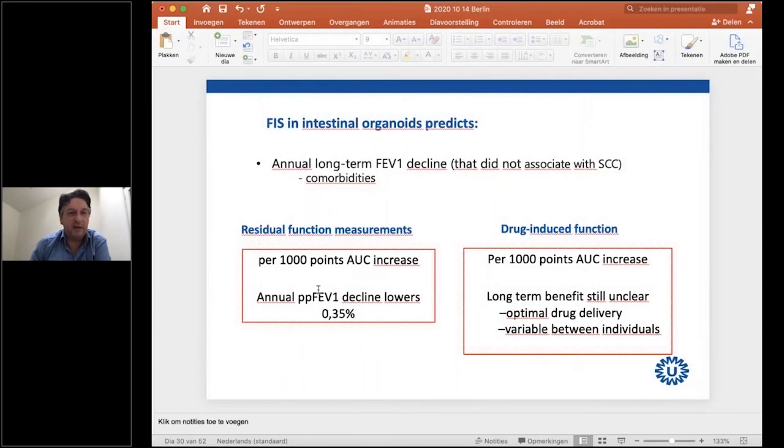So this is really nice. I don't think that you can translate this directly to drug-induced function. So we just have to learn and see how 1,000 units in area of swelling increase by drug-induced function, how this will correlate with long-term benefit. This is just something we still need to do at a larger scale.